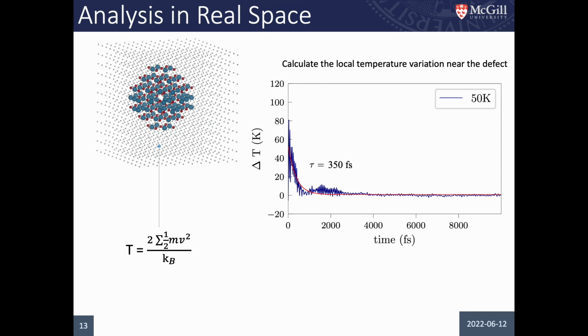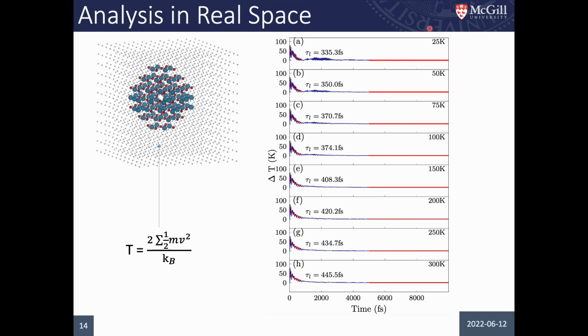With the displacements and velocities, now we can start analyzing the MD results. The first analysis is in real space. We could calculate the local temperature near the defect during the dynamical process. The blue curves are local temperature versus time in the 10 shells of atoms that are closest to the chloride defect, highlighted here. The temperature fluctuations are fitted with an exponential decay. This image is when the perturbation takes place at 50 K. As the temperature of the thermalization stages changes from 25 K to 300 K, we could see that the decay time constants are about the same, so the decay time has weak temperature dependency.